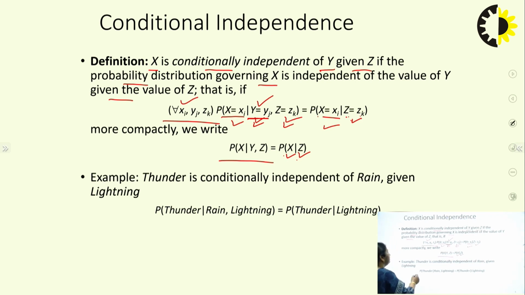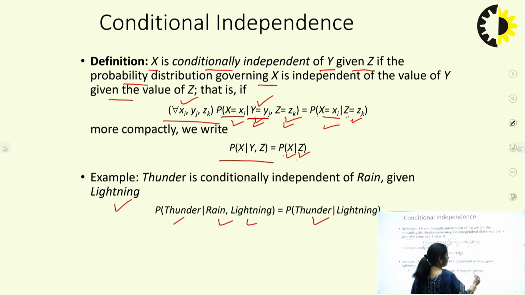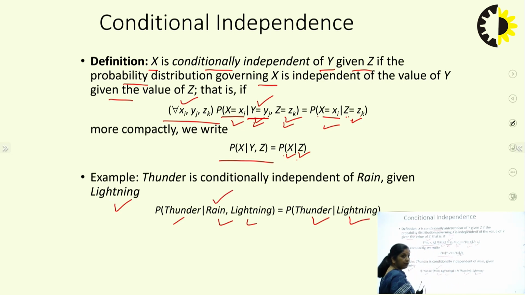For example, thunder is conditionally independent of rain given lightning. So the probability of thunder when rain and lightning are there is the same as the probability of thunder when lightning is there. It is conditionally independent of rain. It is totally dependent on lightning. When lightning has already happened, then the probability of thunder can be directly calculated from there.